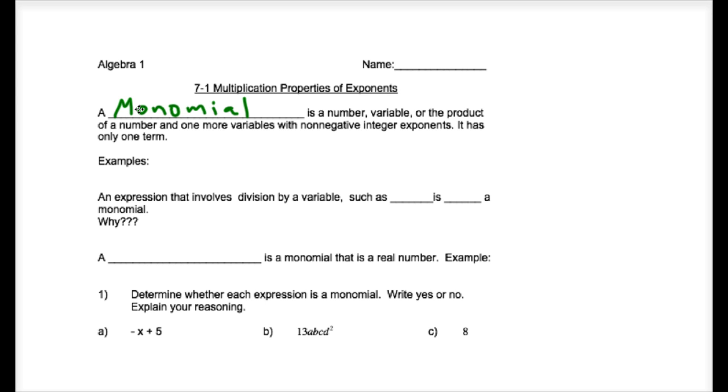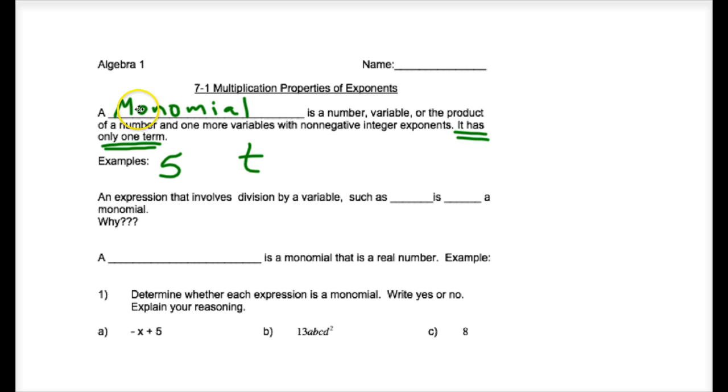Here's how you think of a monomial. It is only one term or one piece. One term or one piece is a monomial, hence the prefix mono. Give me your favorite number between 1 and 10. 5 is a monomial. Give me your favorite variable. T. T is a monomial.